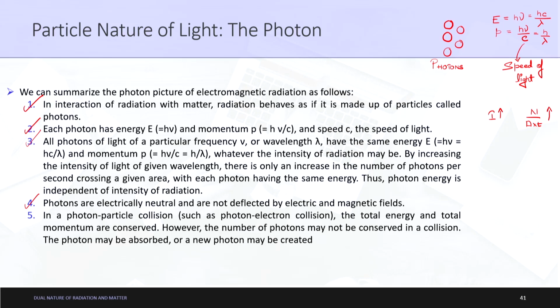In a photon particle collision, such as a photon-electron collision, let us say this particle is the electron here, the total energy and total momentum are conserved. There is no leakage of energy; the complete energy and momentum are conserved. So you can use the energy conservation equation and the momentum conservation equation there.